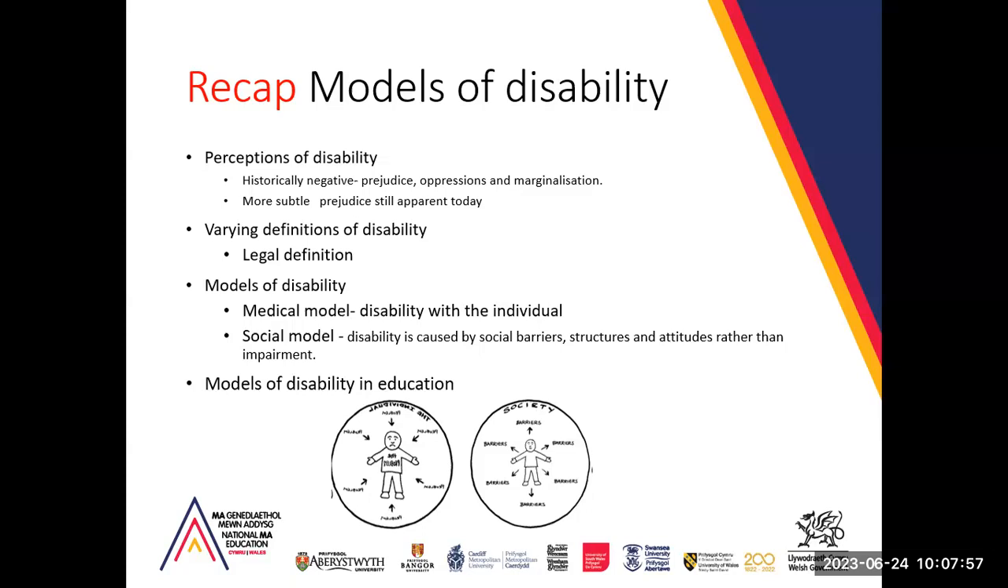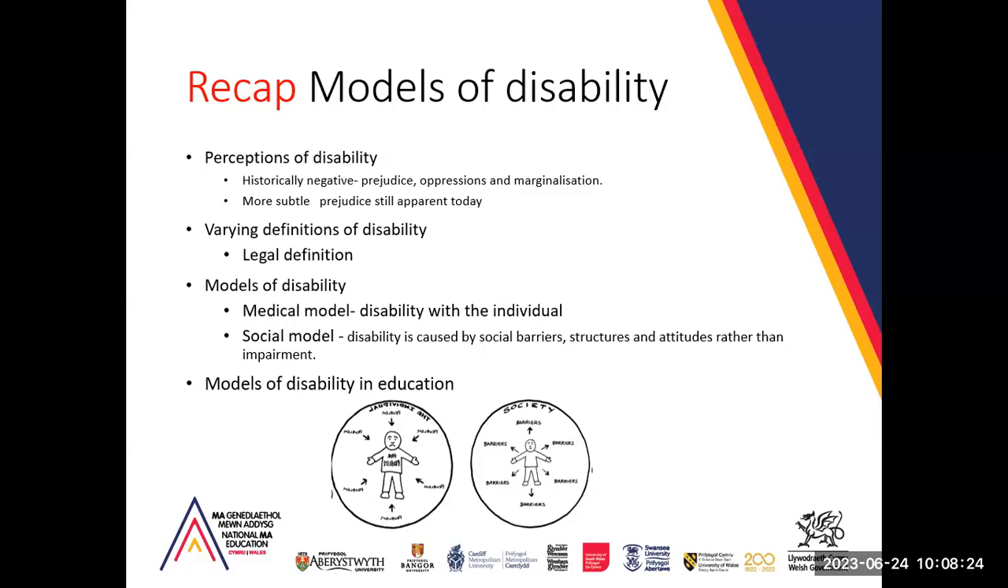Importantly, what the social model of disability did was distinguish between definitions of impairment and definitions of disability. So they said impairment is to do with this functional limitation that somebody might have, but disability is caused by those barriers. And that was something that they wanted to make that distinction between when they developed this particular model. So that's just a quick overview in relation to those models.